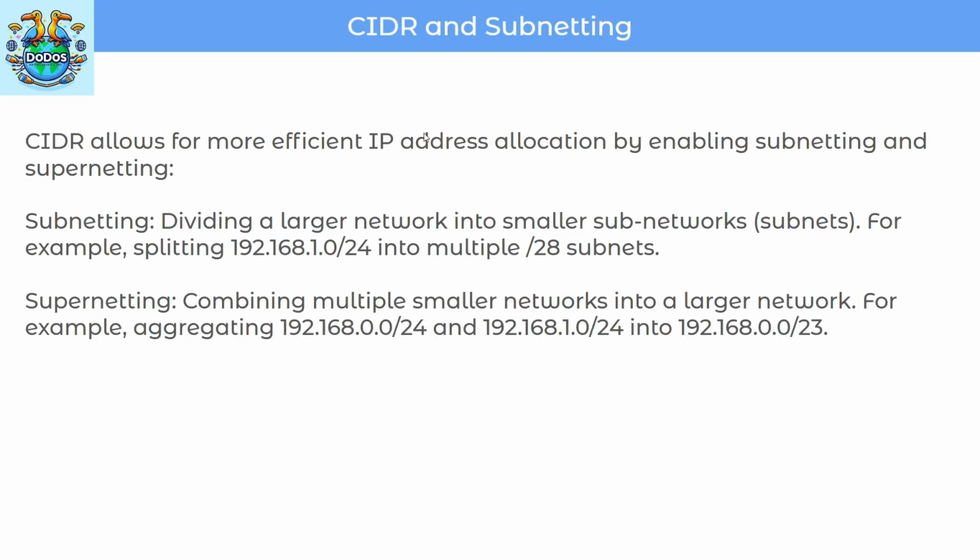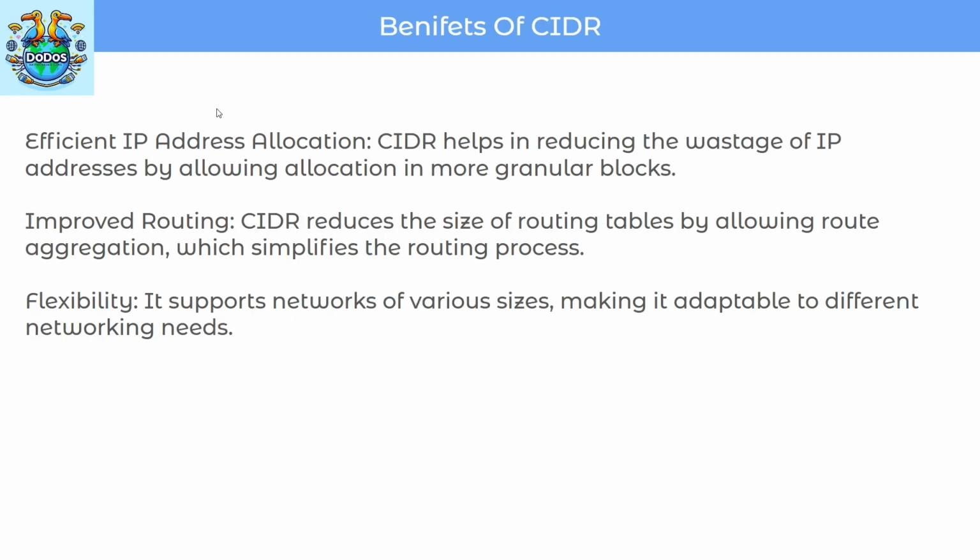CIDR allows for more efficient IP address allocation by enabling subnetting and supernetting. Subnetting is dividing a larger network into smaller subnetworks. For example, splitting 192.168.1.0/24 into multiple /28 subnets. Supernetting is combining multiple smaller networks into a larger network. For example, aggregating 192.168.0.0/24 and 192.168.1.0/24 into 192.168.0.0/23.